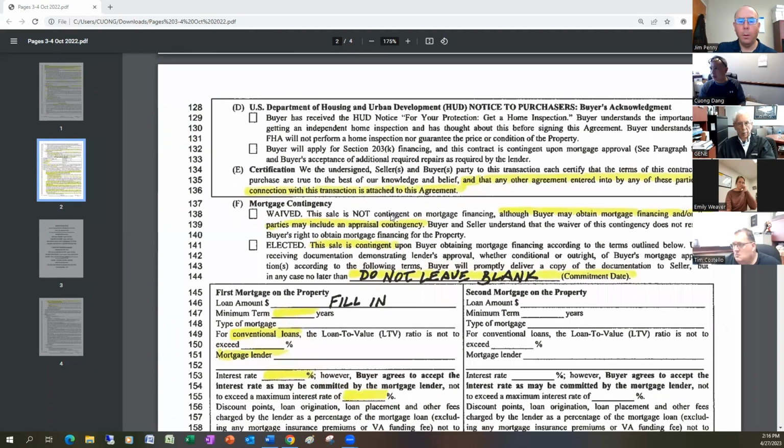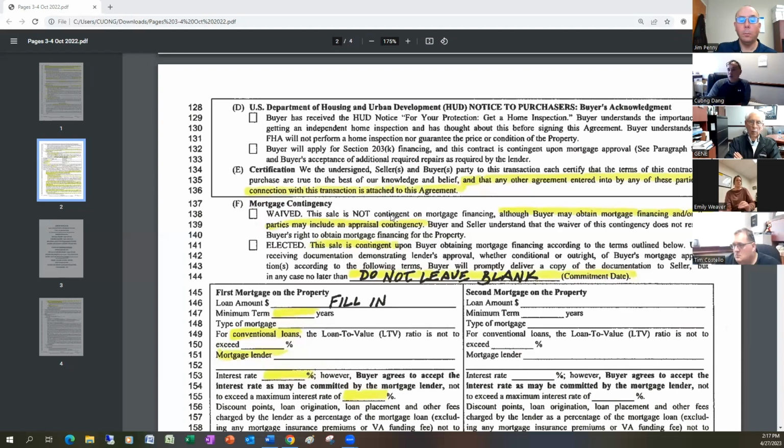Paragraph E, certification. We, the undersigned sellers and buyers party to this transaction, each certify that the terms of this contract for purchase are true to the best of our knowledge and belief, and that any other agreement entered into by any of these parties in connection with this transaction is attached to this agreement. So if you have any outside agreement, it's attached. Okay, there's no other arrangements between the buyer and seller, especially exchanging finances. And they want to know everything that's going on within the deal.